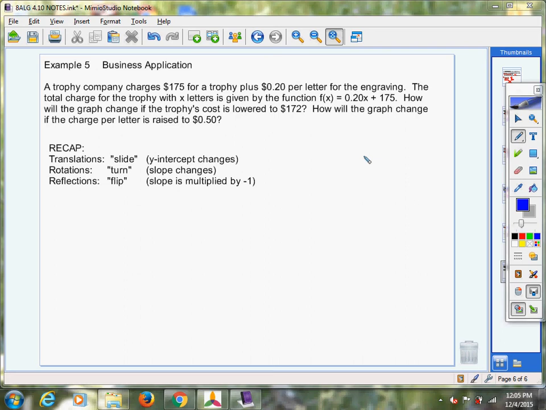Students, we're on our last example in this transformation section, and not graphing this time. Aren't we lucky? So here's our situation.